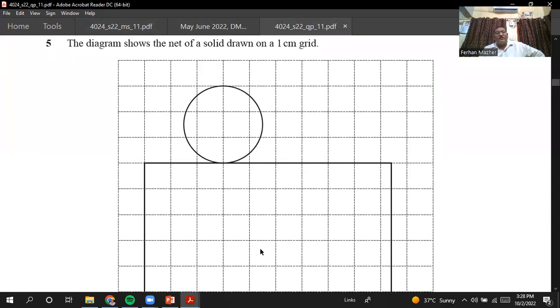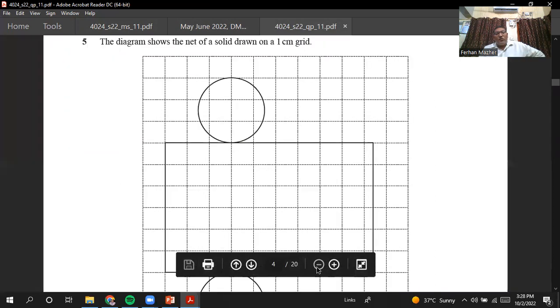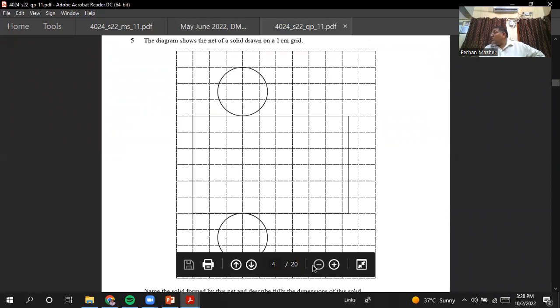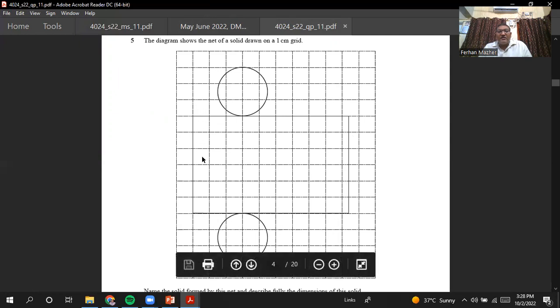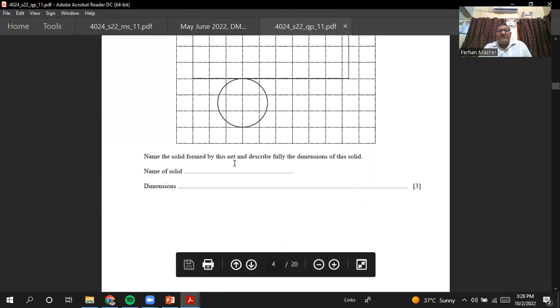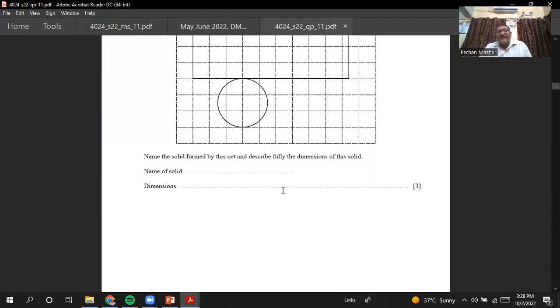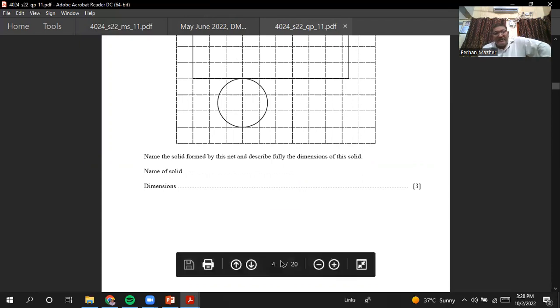Okay, so we are going to the next question. The diagram shows the net of a solid drawn on a 1 centimeter grid. Okay, so here a net is drawn like this. The question is name the solid formed by this net and describe its dimensions. So this will form a cylinder. This will make a cylinder.